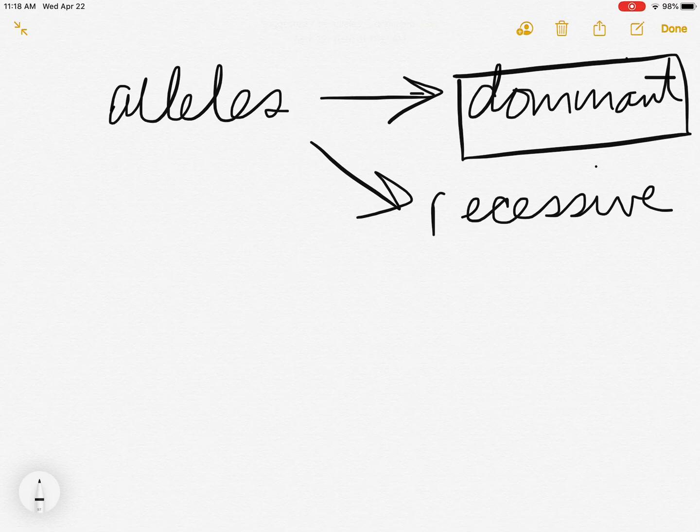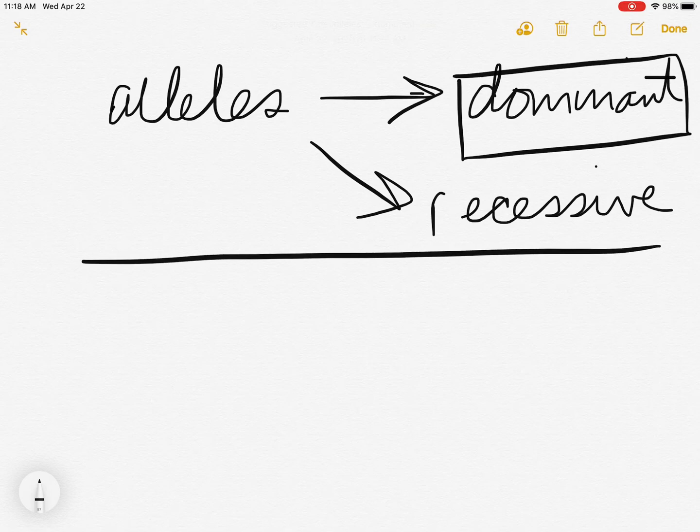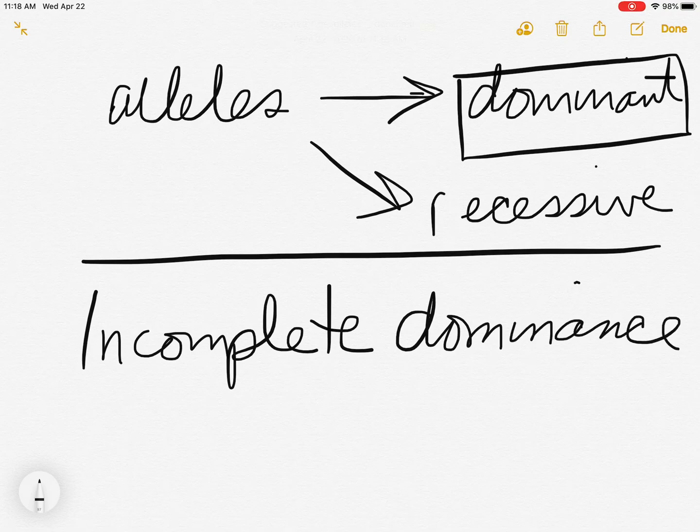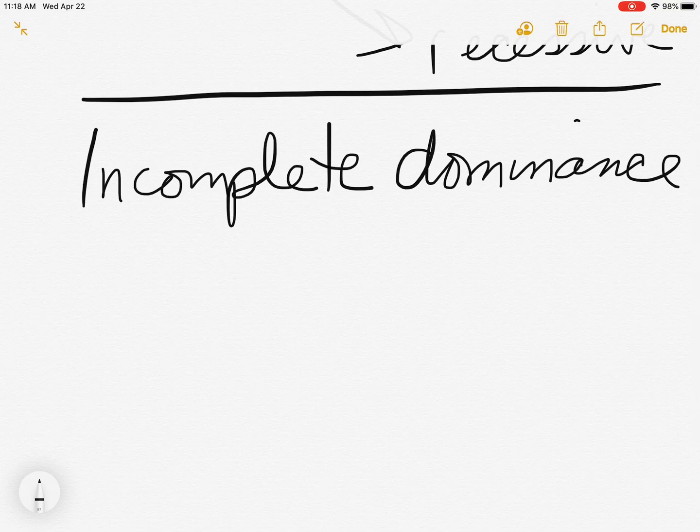But there were a few things that Mendel was not aware of, or that he couldn't explain. And it took a while for us to understand all of the details. So now we're going to look at something that's a little bit different. We're going to look at a situation that is called incomplete dominance. And this is something that occurs in some genes. Rather than having a dominant and recessive gene, you have a situation where neither one is completely dominant.